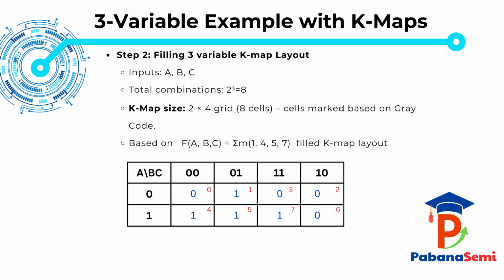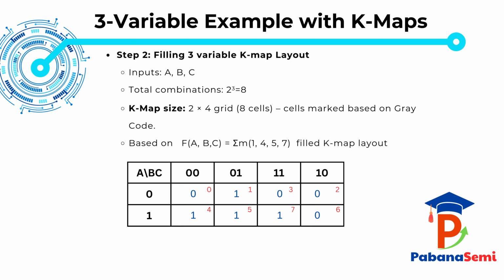Since there are 3 variables, the total number of possible input combinations is 2 power 3 equals 8. Thus, the K-map will contain 8 cells arranged in a 2x4 grid. K-map structure. In this layout, rows represent variable A. Top row, A equals 0. Bottom row, A equals 1. Columns represent variables B and C arranged in gray code order: 00, 01, 11, 10. Gray code is used so that adjacent cells differ by only one variable. This is essential for grouping later.